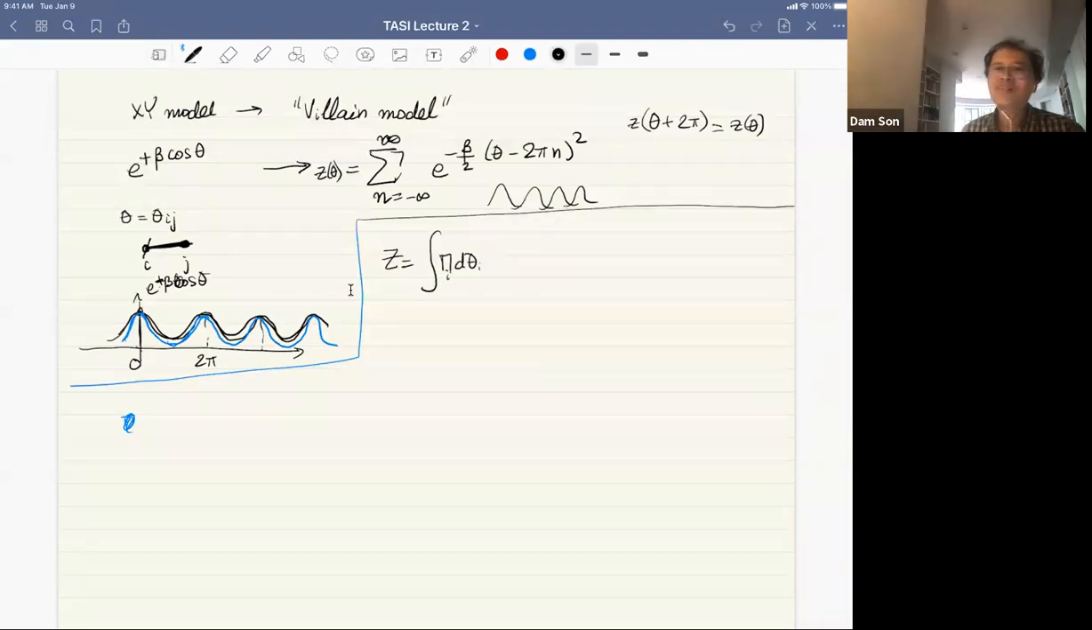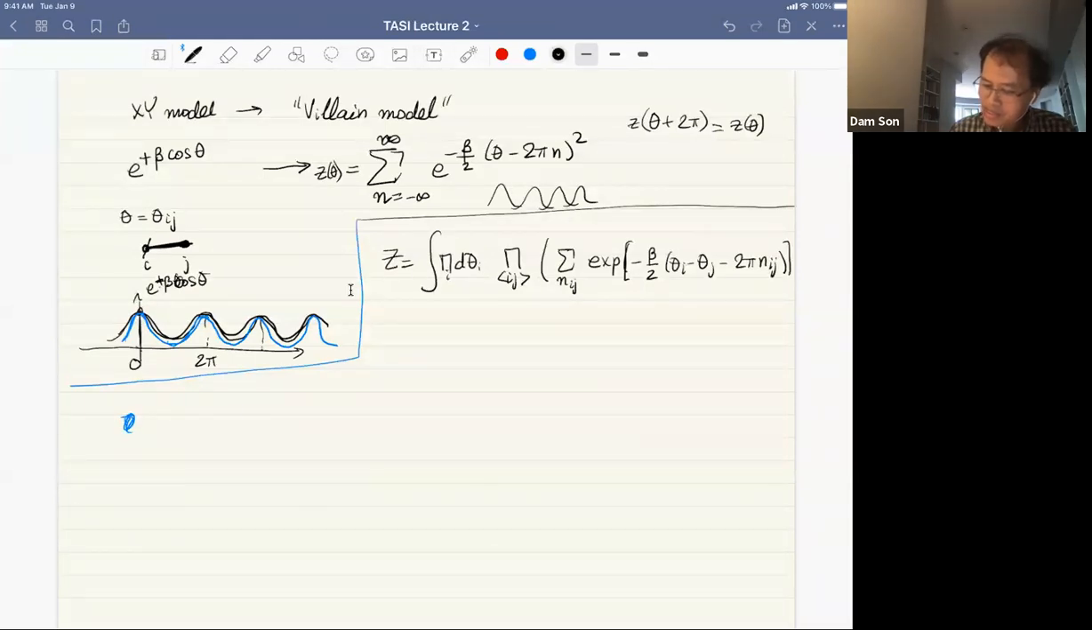Since universality tells us that nothing depends on details, the important thing is that we still have a model that preserves the O(2) symmetry. Here I have, instead of a product of these exponents, a product over all pairs ij of this function. Each of these functions is a sum over n_ij of e to the minus beta over 2 times (theta_i minus theta_j minus 2 pi n_ij) squared. It's a little bit cumbersome, but that is our partition function.